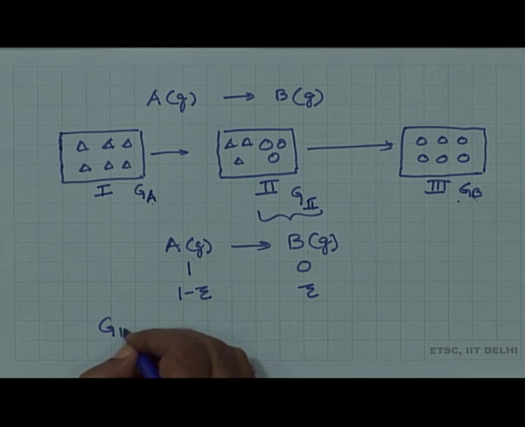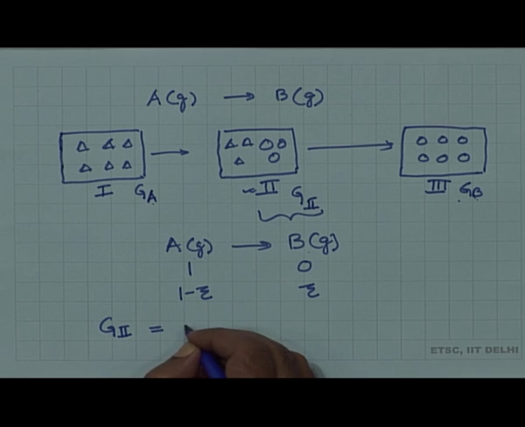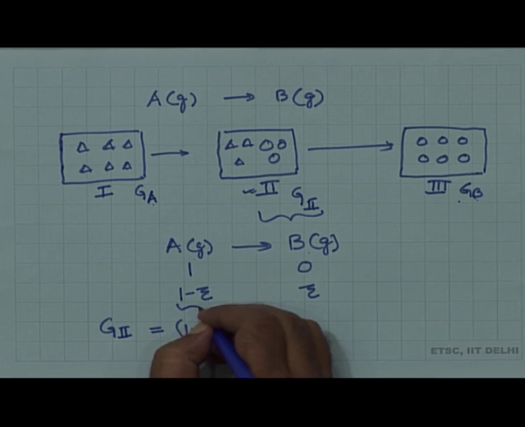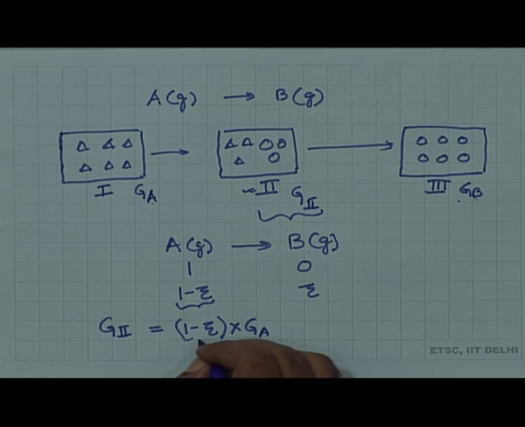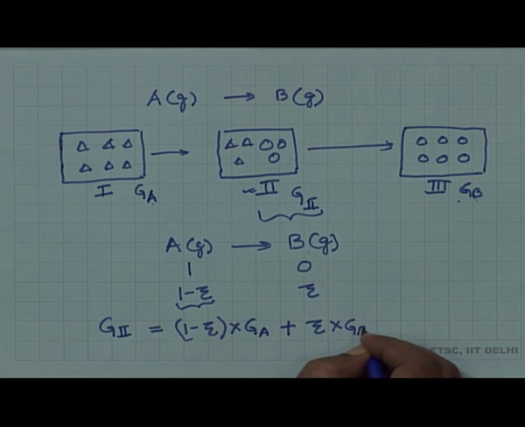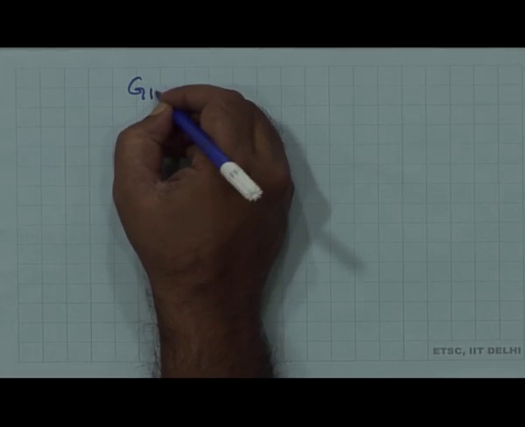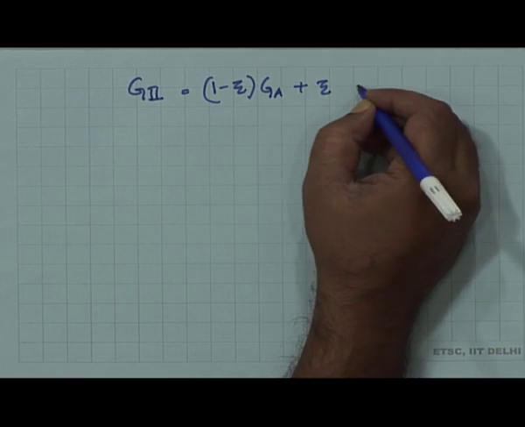So, G of state 2 will be equal to 1 minus E multiplied by G of A. Since there are 1 minus E mole of A in the mixture, we can simply multiply G A by 1 minus E, and plus. Now, in the mixture we have E molecules of B, so we have E into G B. So, G 2 is equal to 1 minus E into G A plus E into G B.